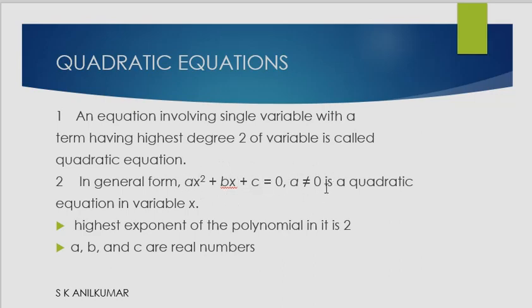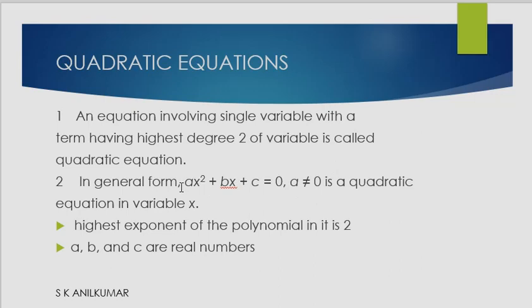Here a is non-zero. If a becomes 0, what will happen? X squared will become 0, and only x to the power 1 remains. Then it is not degree 2. It will not be a quadratic, but a linear equation. Bx plus c equals 0 is a linear equation. Ax squared plus bx plus c is a quadratic equation, provided a is non-zero.